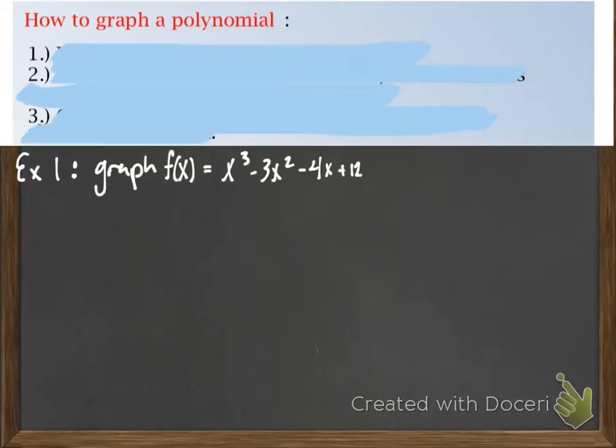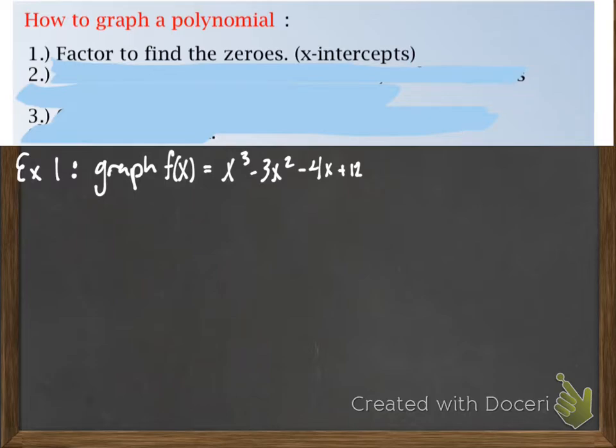All right, at long last, we are finally graphing polynomials using all the stuff we've learned from the previous parts of this section. So our first step in graphing is we want to factor to find all the x-intercepts, or the roots or the zeros. So we do that here.